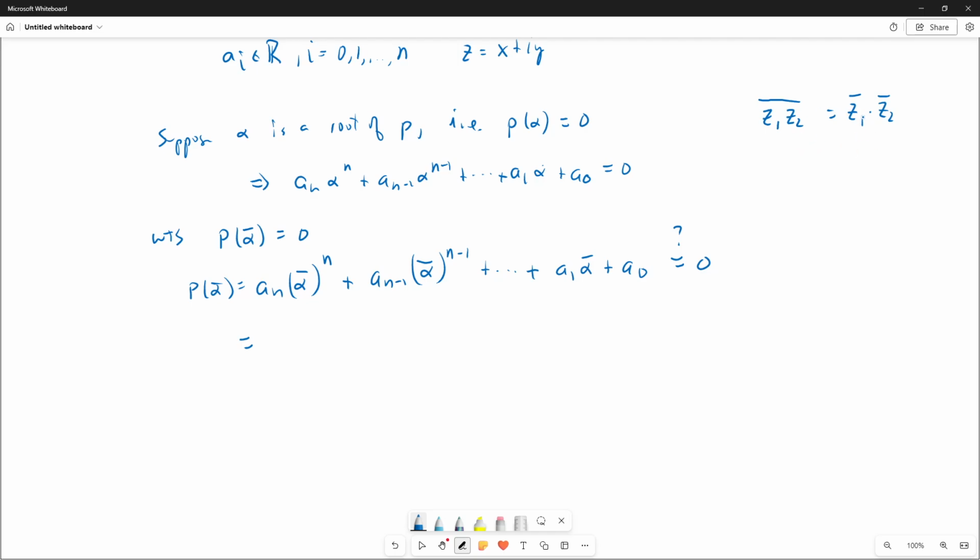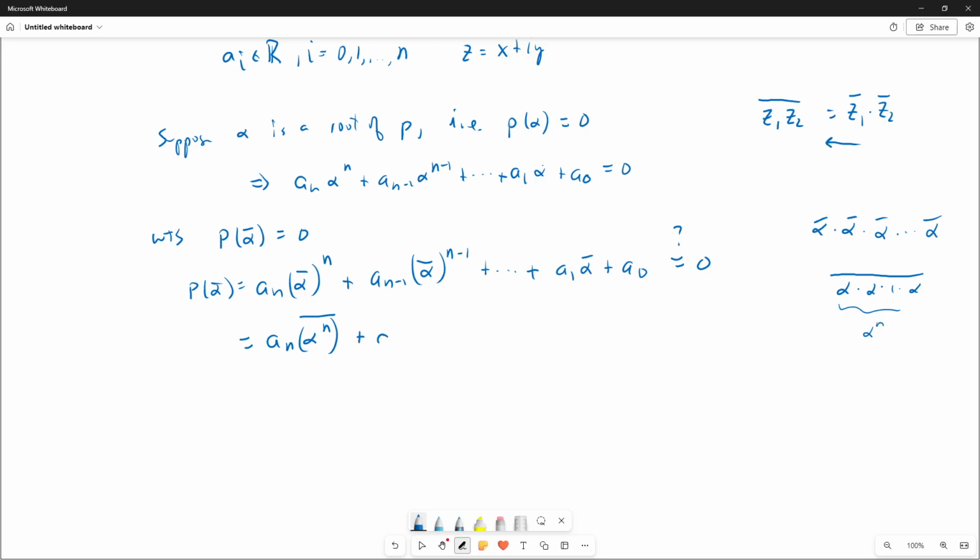And we're going to use this rule, in this case, from right to left, because we have alpha bar to the power n, which is alpha bar times alpha bar times alpha bar n times. And according to this property, then, we could just put the bar over the product of all of the alphas. So using exponent notation, this is a sub n times alpha to the n quantity bar. This would be alpha to the n, and there's the bar on the top. And we do this for each term.